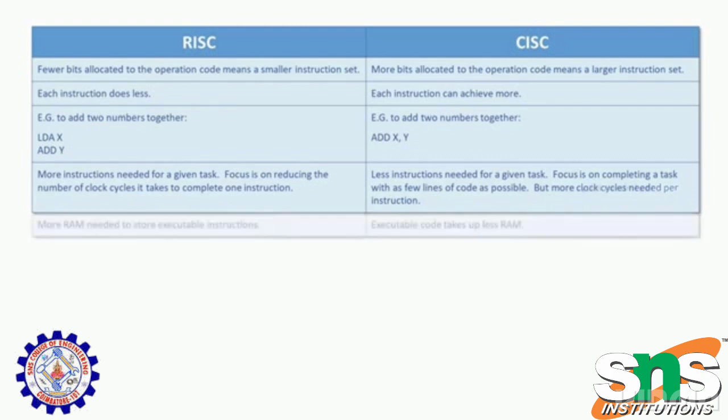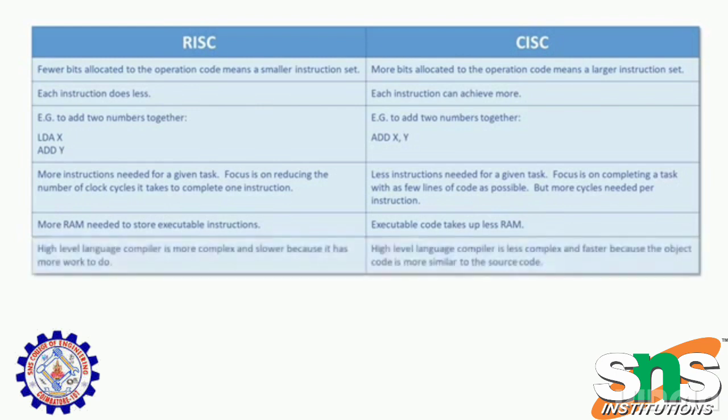CISC processor chips are more complex than RISC processor chips. A single CISC instruction can achieve more because it relies on a more complex system of circuitry and logic gates within the ALU. This means CISC chips are more expensive to design and to produce.